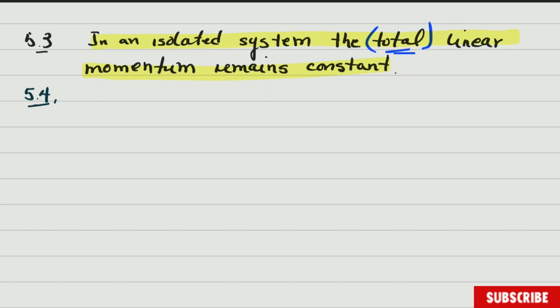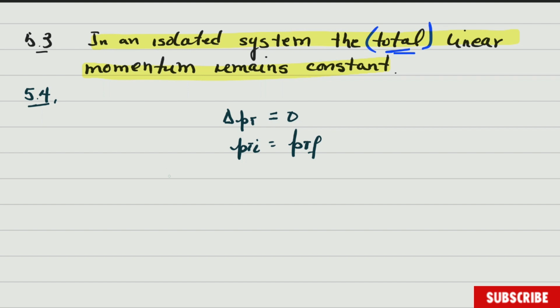Question 5.4, all you have to do is to apply the law of conservation or principle of conservation of total momentum. We're going to start by saying that the change in total momentum is equal to 0 because it does not change. From there, we say that the total initial momentum is equal to the total final momentum. And then we have two objects. We have the block and we have the bullet.